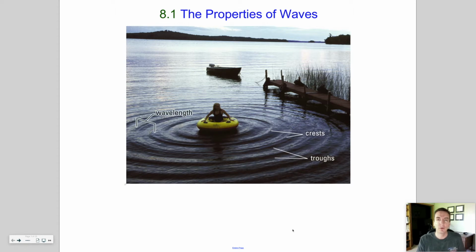Today we're going to go over some properties of waves. And when you think about waves, you probably think about maybe waves on some water or something like that. We'll get into some water waves, but we'll talk about waves in a more general sense as we move through. We'll talk a little bit about sound waves, waves on a spring or a slinky or a string or something like that. So stay tuned. Here we go.